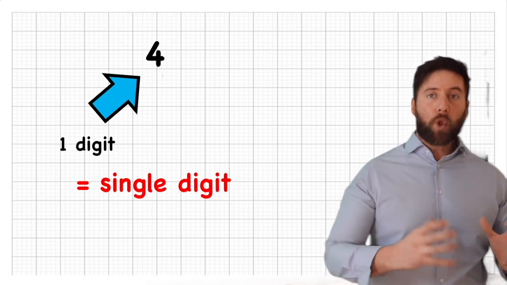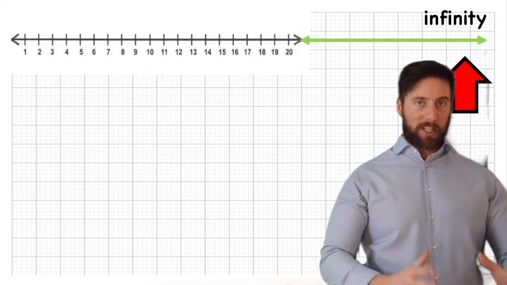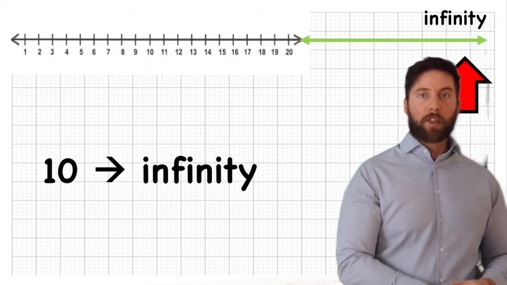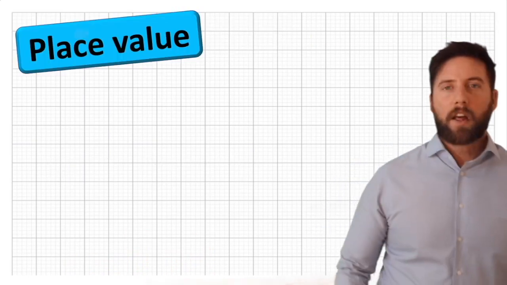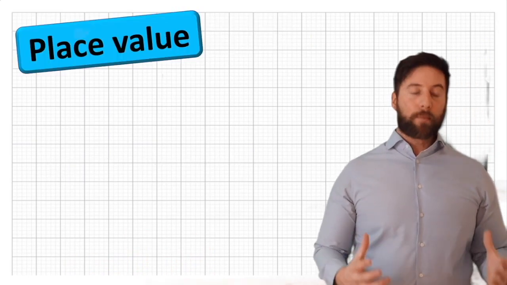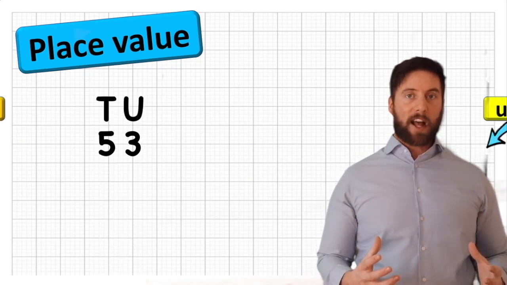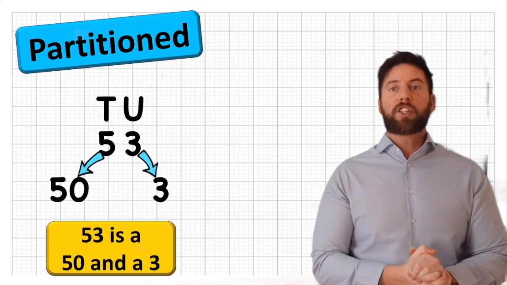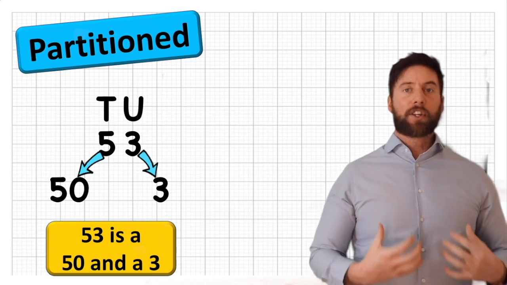And we can go all the way from 10 to infinity, and they will all be multi-digit numbers because they're all going to have multiple digits going along the place value chart, okay? So that's very important to understand before we start. The reason that place value is so important is because we're going to use our understanding of place value to partition and break up our multi-digit numbers into more manageable chunks that are easier for us to multiply.